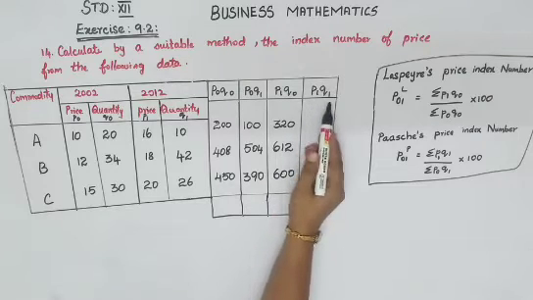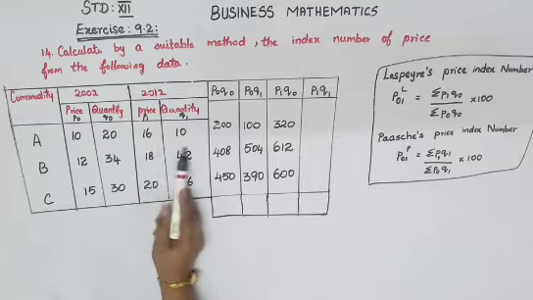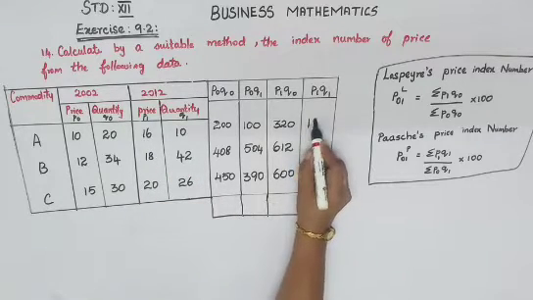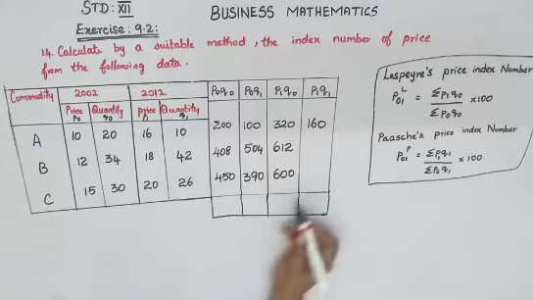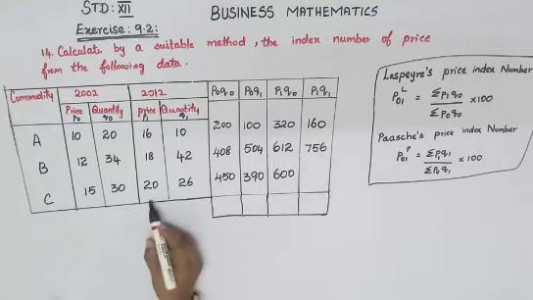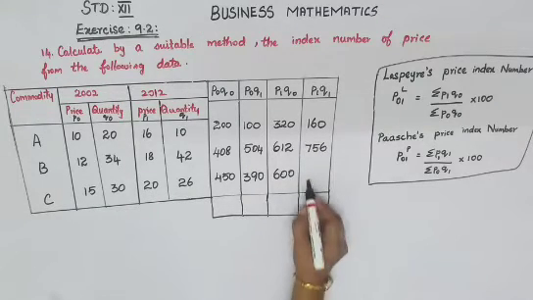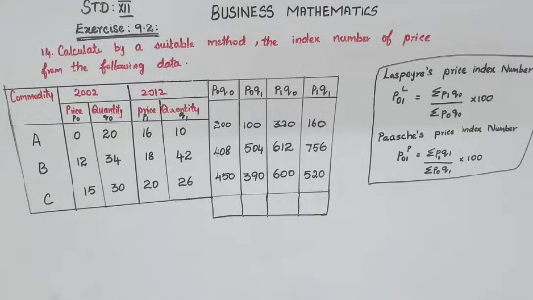Last is P1 Q1. So P1 is here, and Q1. That is the last two columns you have to multiply. 16 into 10 you will get 160. Next is 18 into 42, you will get 756. Next is 20 into 26, you will get 520. You can use your calculator and check your answers.